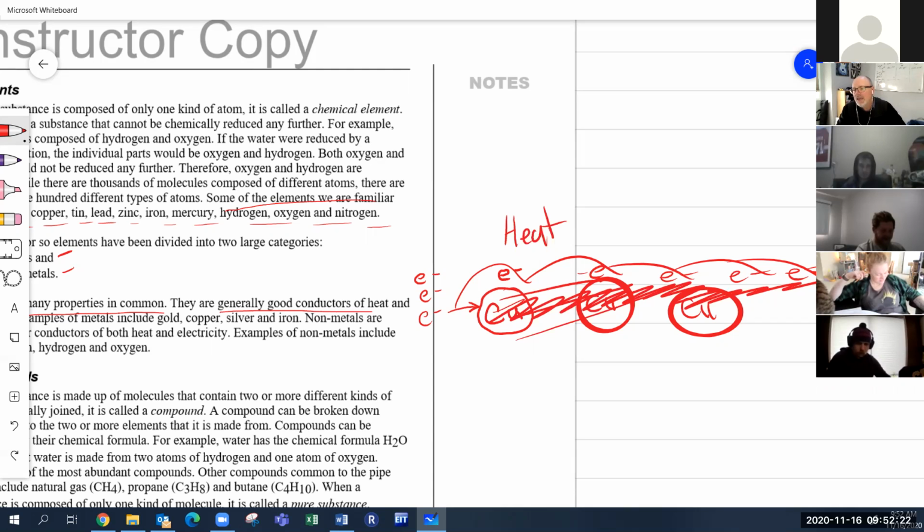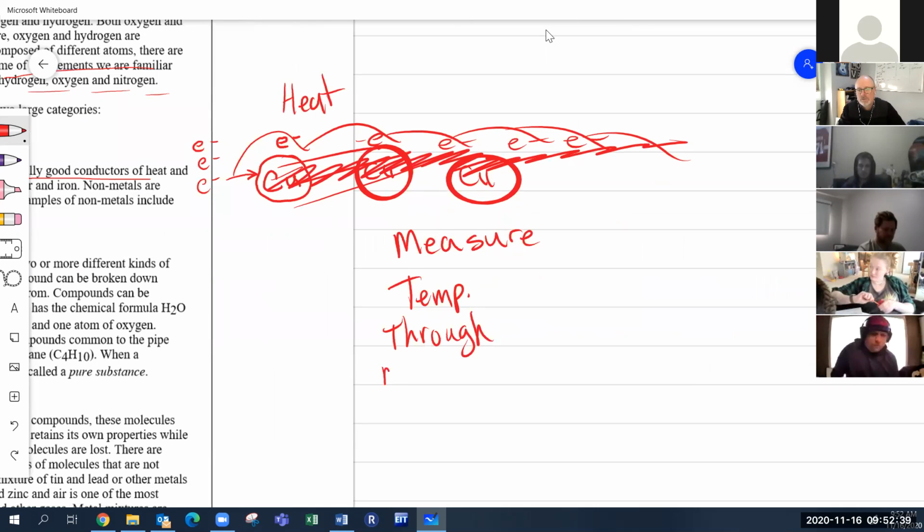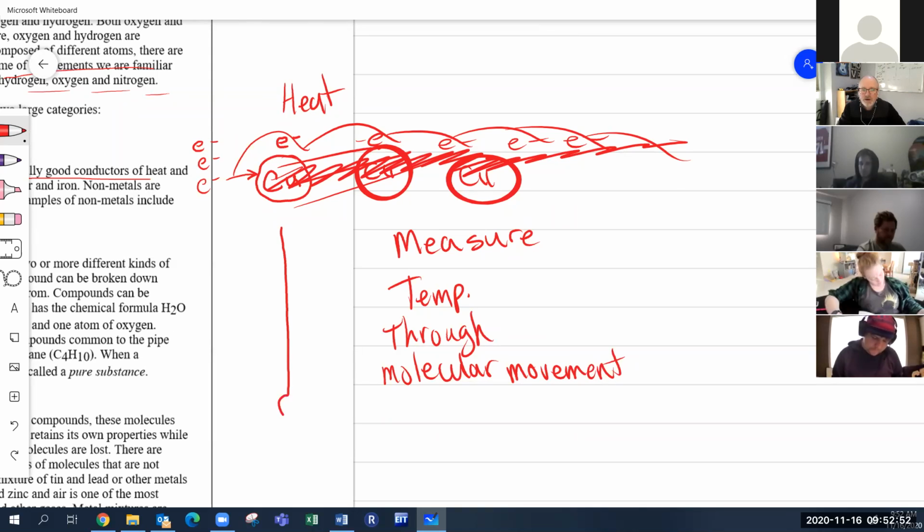Now, it is a way we measure temperature. We measure temperature through molecular movement. So for example, if I had a thermometer, that's a really poor looking thermometer.